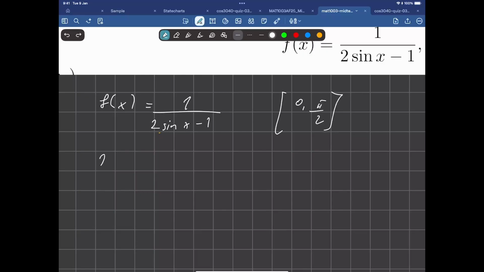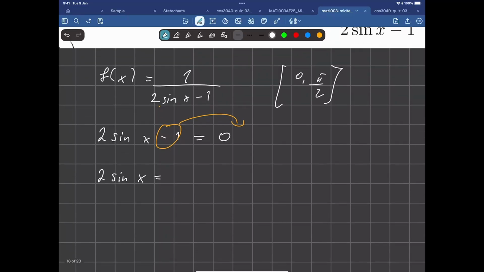So when does 2 times sine x minus 1 equal 0? Well, to start off, I'll just move this to the other side with the opposite sign. So I'll have 2 times sine x equals 1. And then I'll just divide both sides by 2. So I have sine x equals 1/2.